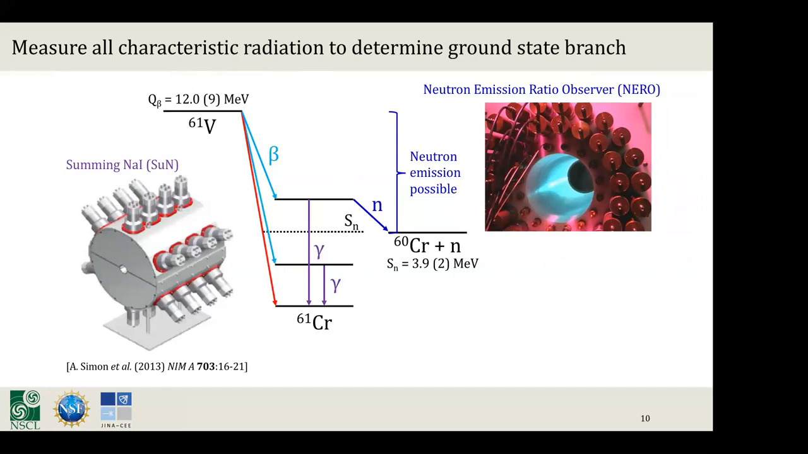And so the idea here is that we would use the summing sodium iodide detector, or SuN, to measure the gamma ray cascades that come from excited states, and we use NERO, the neutron emission ratio observer, to measure the neutrons that come out. So if you combine all of those results and you take 100% minus the population of the excited states, you would be left with the ground state to ground state transition.